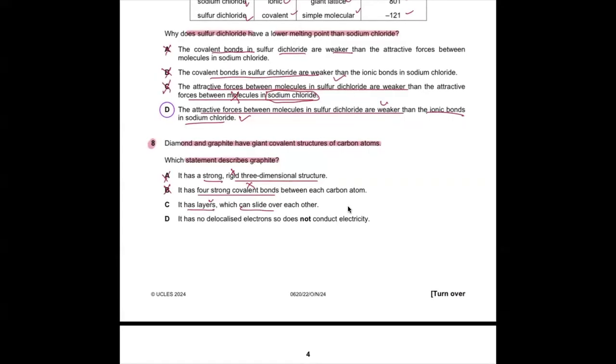It has layers which can slide over each other. Yes, that's what graphite is. It has no delocalized electrons. That is wrong. Graphite does have delocalized electrons. So A, B, and D are wrong, and C is the correct answer.